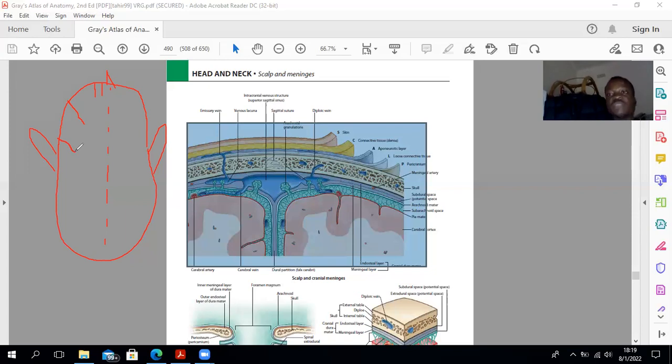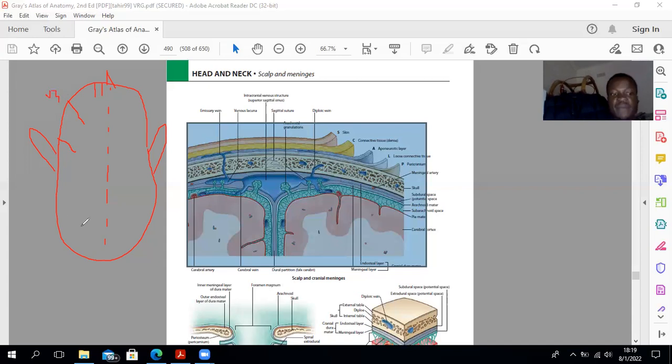Remember, V3 would divide into an anterior division, which is mainly motor, except the buccal nerve, and a posterior division, which is mainly sensory, except the nerve to the mylohyoid, which will be coming from the inferior alveolar nerve. So the auriculotemporal nerve is one of the 3 branches that emerge from V3. It supplies the scalp in this region, right? These are the nerves that are coming from V3.